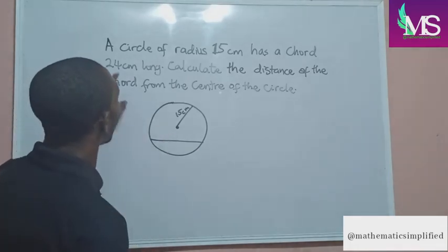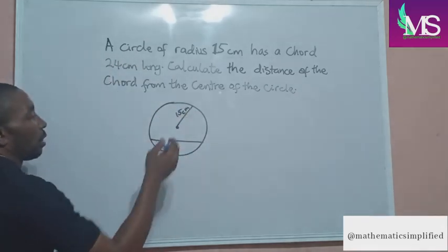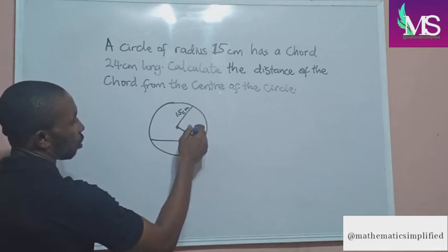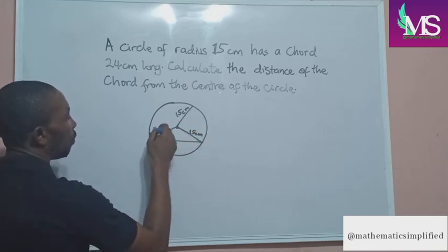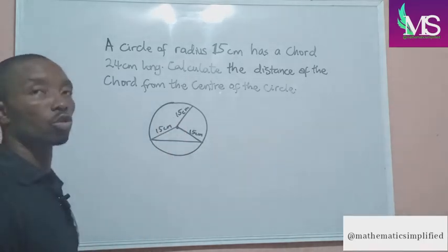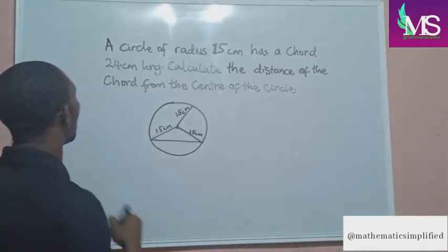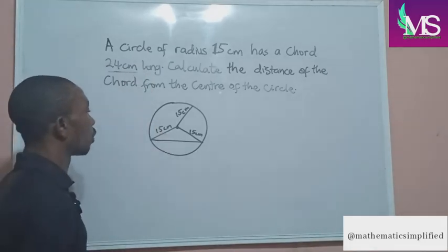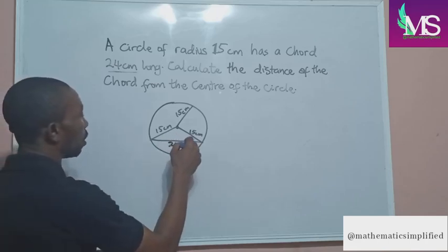let's look at interpreting this in our circle. Now, since our radius can be drawn to any end of our circumference, we can redraw this to be 15 cm. Now with this, we formed a triangle. Alright, and they told us that the length of chord is 24 cm. So our length of chord is 24 cm.